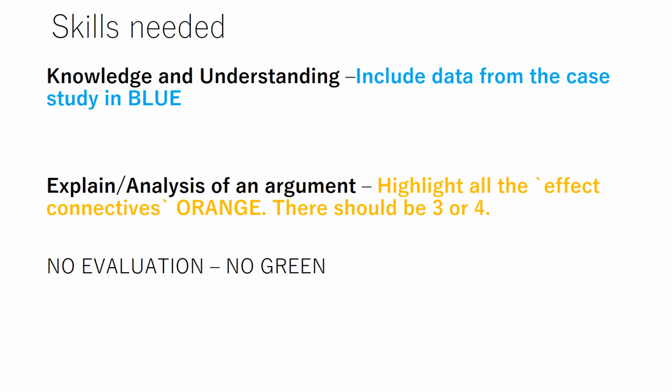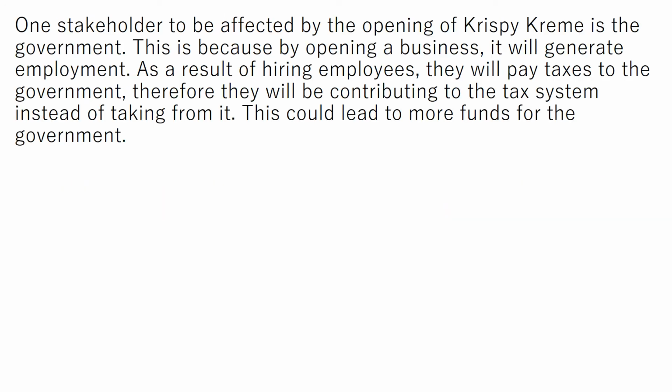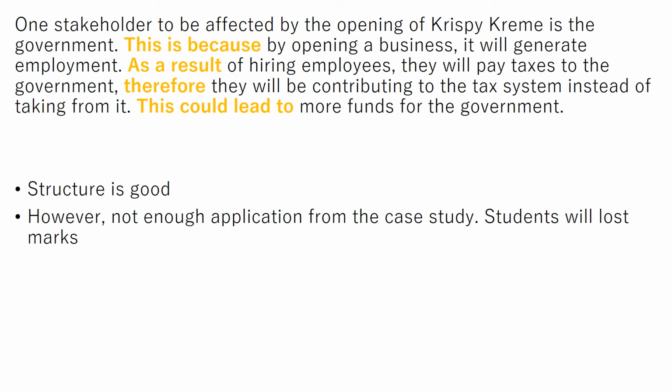So, skills needed for this question, blue and orange, I tell the students. Blue for knowledge and understanding, including data from the case study in particular to get those application marks, and orange for explaining and analysing, because you're asked to analyse, so making sure you're using your effect connectives. So here is a typical answer. You get students to reflect: did you include enough data from the case study and have you explained your answer in enough detail? Looking at this answer, you can see that the structure is quite good because they have developed their argument in enough detail.